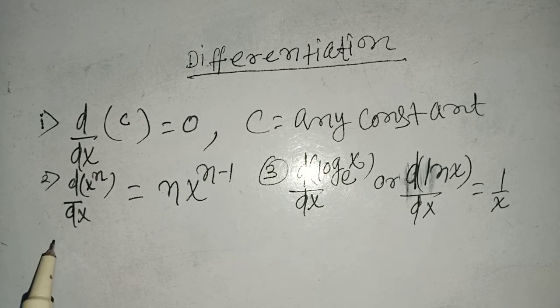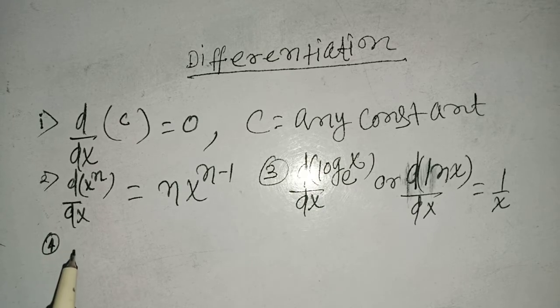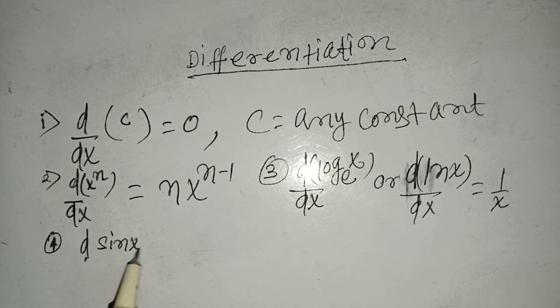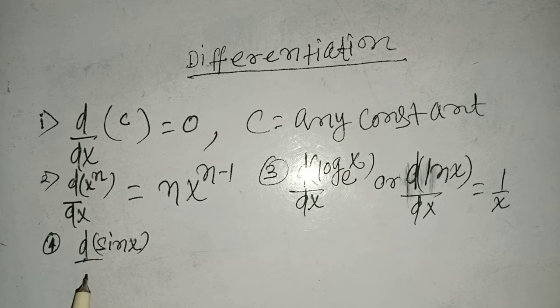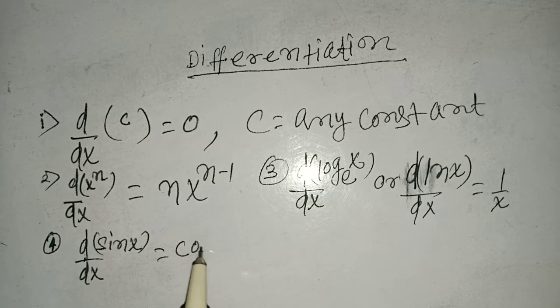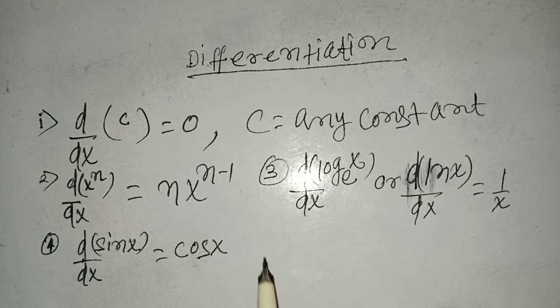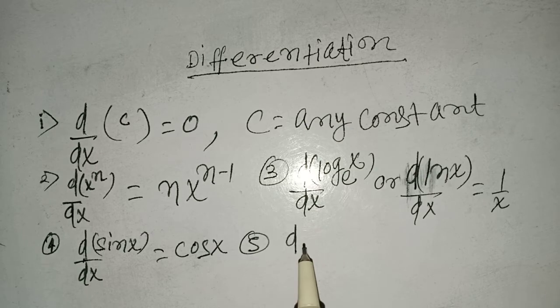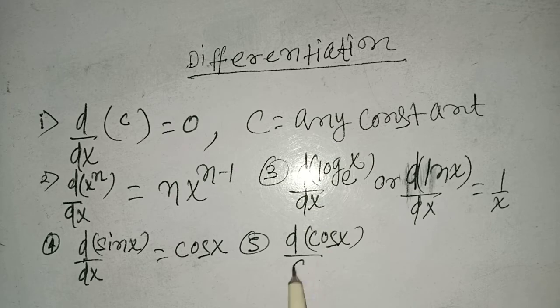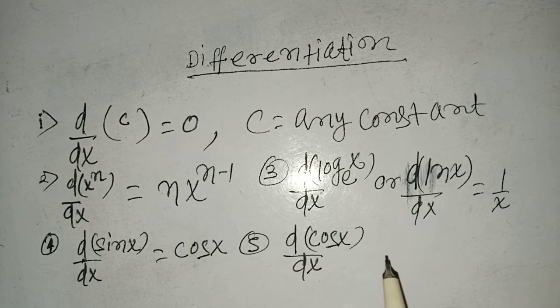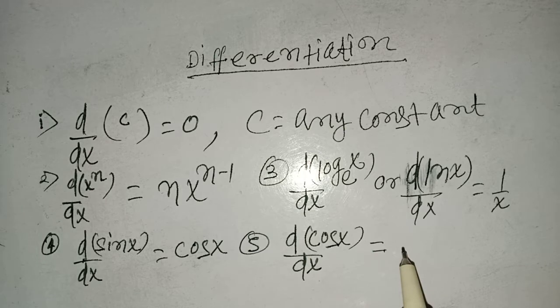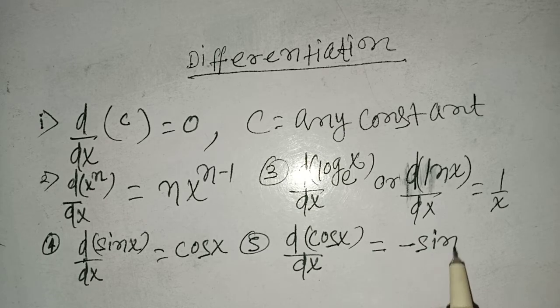Number 4, d sin x by dx is equal to cos x. Number 5, d cos x by dx is equal to minus sin x.